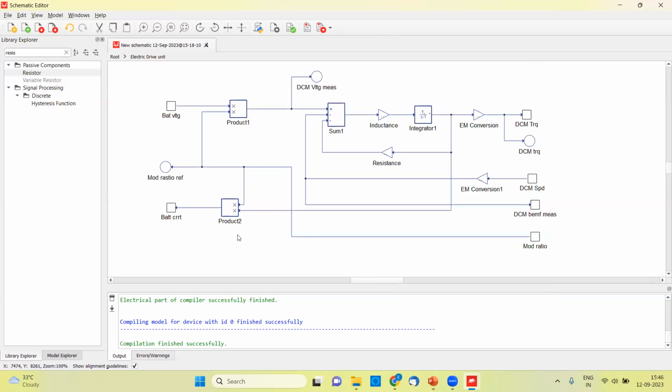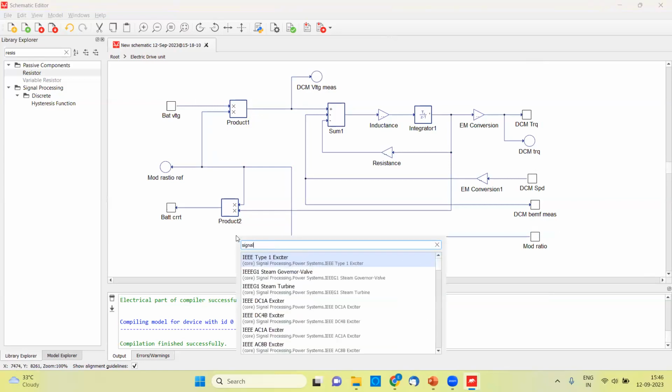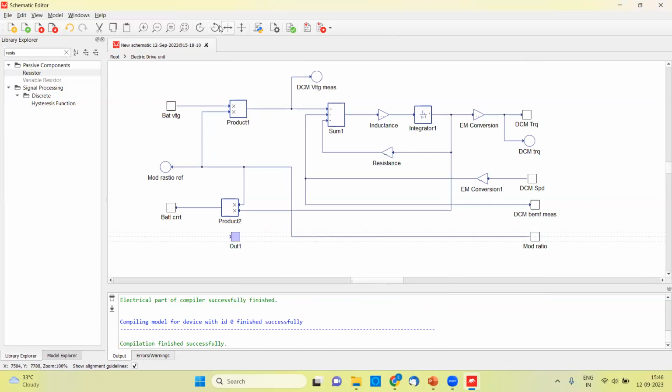We have one other component, that is a signal output component, which is connected over here after the product block, and this is indicating the DCM current or the DC motor current. This is not the battery current, but the DC motor current. When this DCM current is multiplied with the mod ratio, we generate the battery current. I think I have named all the blocks. Most probably I've named everything. We will check once again, once the values have been given for each block.